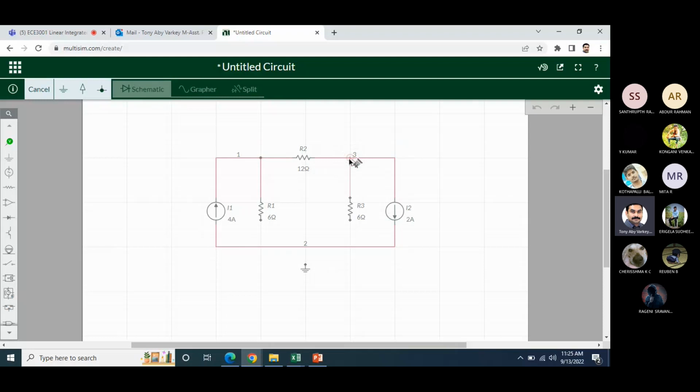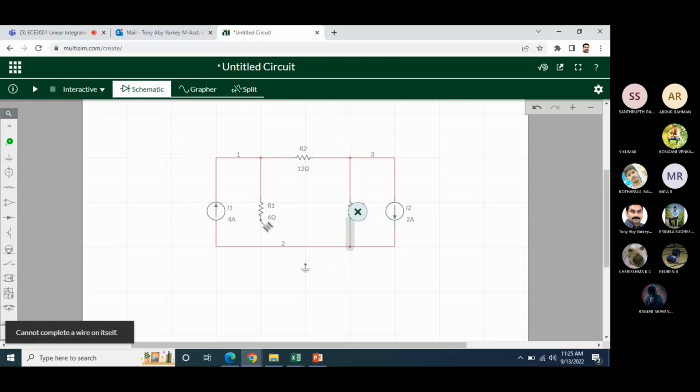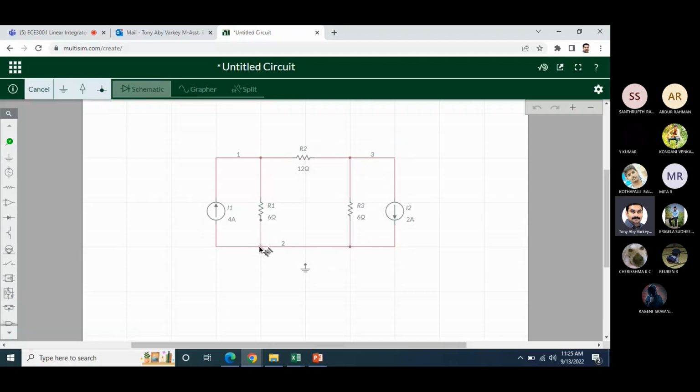Please try it today itself. At night, if you are not getting it, you can message me on WhatsApp. I am already in the group. Okay, so please try to complete this.